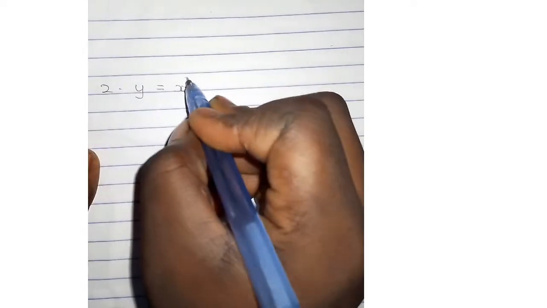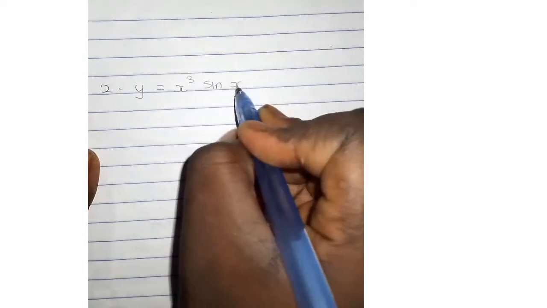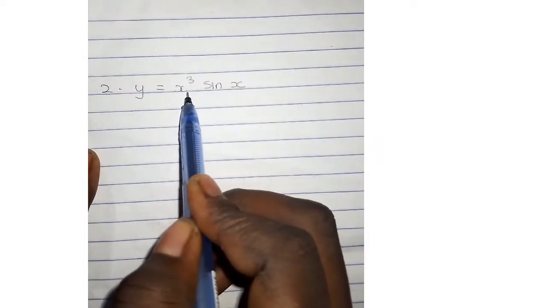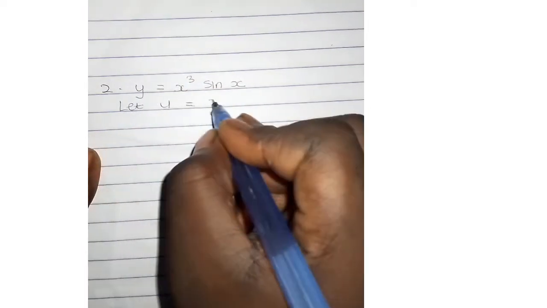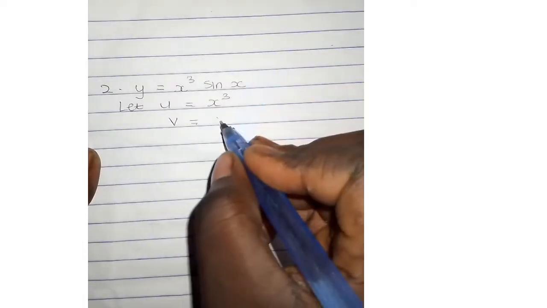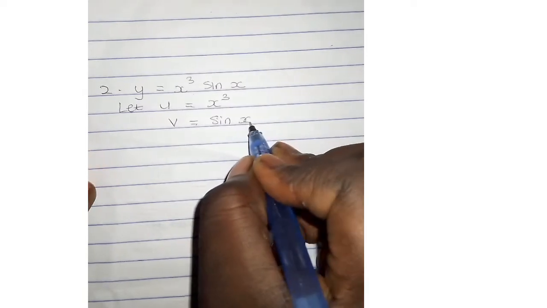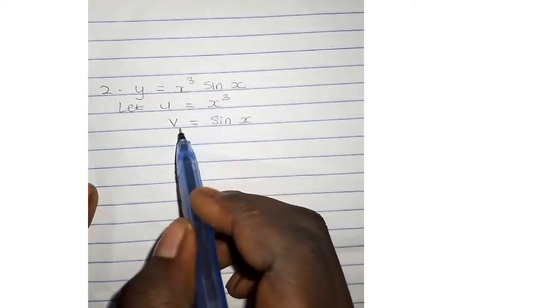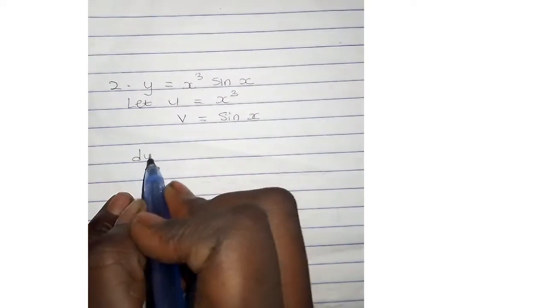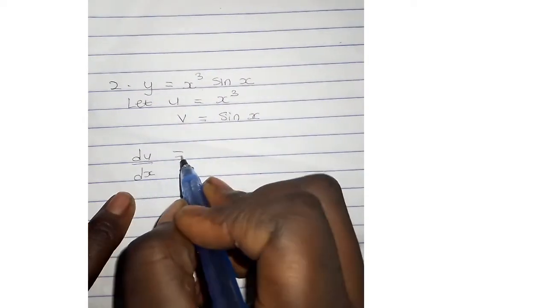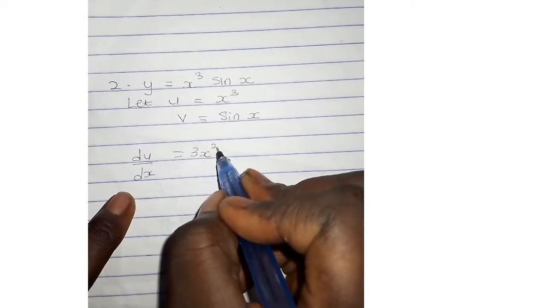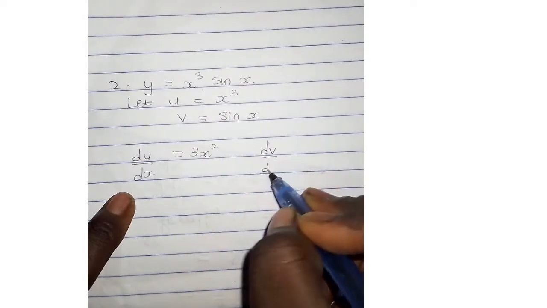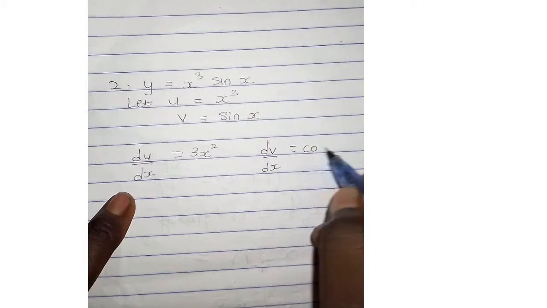Given a function y is equal to x cubed sine x. So we're going to say let u be equal to x cubed and let v be equal to sine x. So differentiating u with respect to x and v with respect to x, we're going to have du/dx equal to 3x squared. Then our dv/dx will be equal to, when you differentiate sine x, we are going to have cos x.